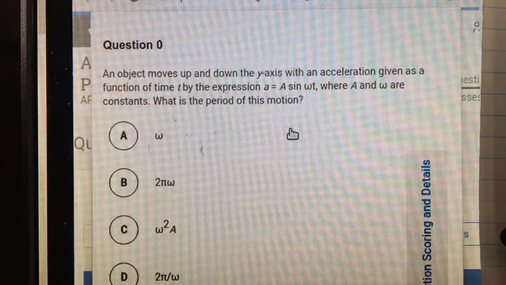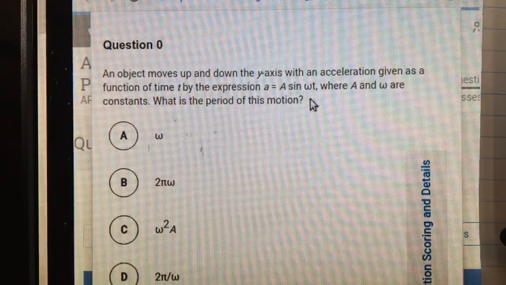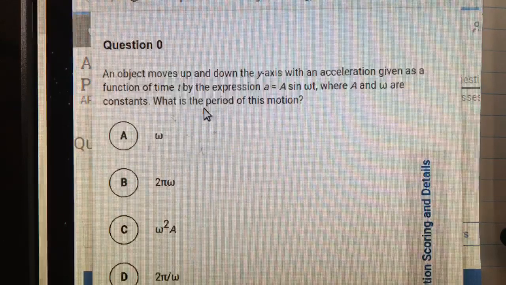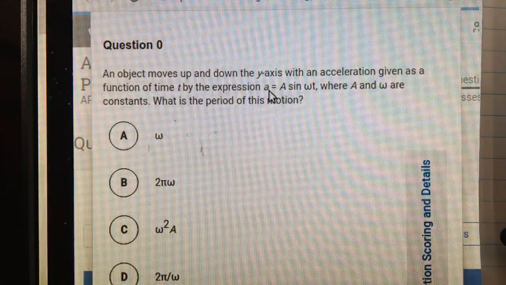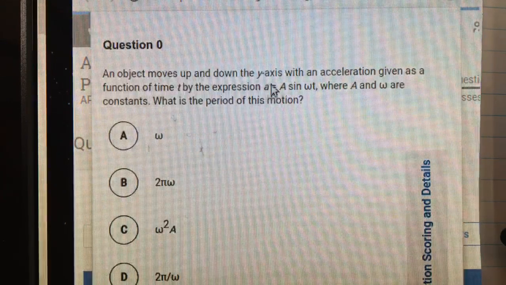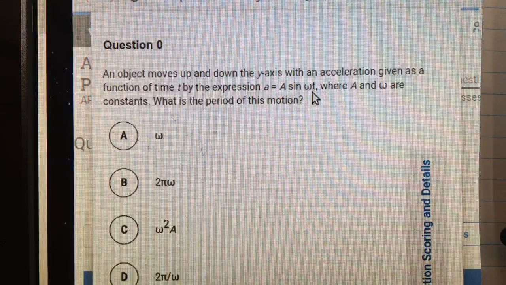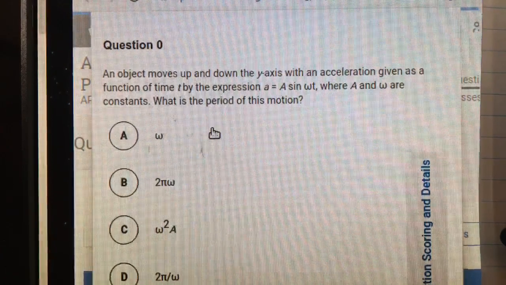All right. So number 12, an object moves up and down the y-axis with an acceleration given as a function of time t by the expression a equals the amplitude of the wave times sine of the angular frequency times time. A and omega are constants. What is the period for the motion?